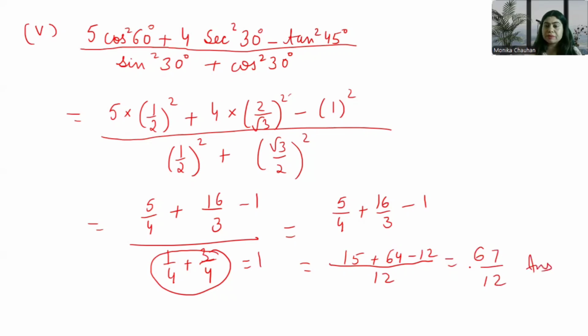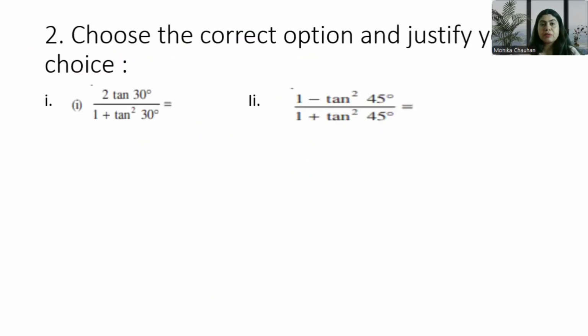That's the answer. I hope you understood how we are using this. It's all about just the calculation. Now let's see question number 2. In your book, choose the correct option and justify your choice. So you have to solve it and then only you can mark the correct answer. There are certain answers given which are very easy. So let's get started with the second part of this.